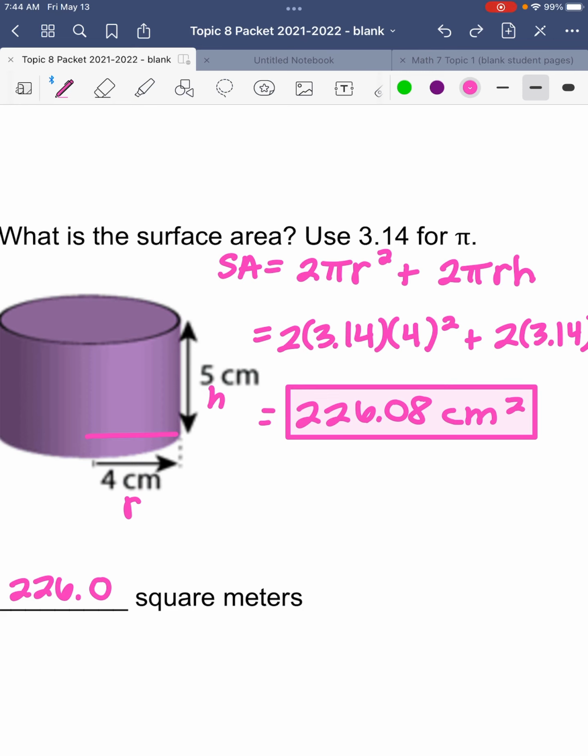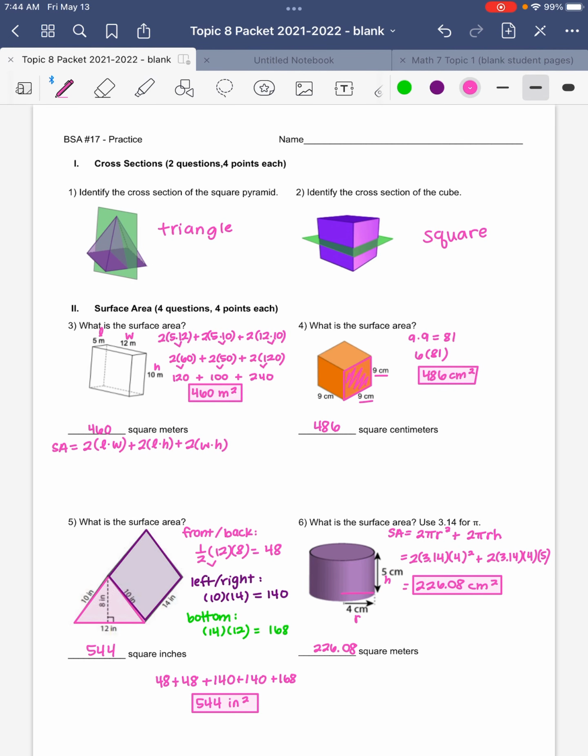And unless I tell you to round, you're not going to round. Okay? So now that we've talked about surface area, let's flip to the backside and talk about volume.